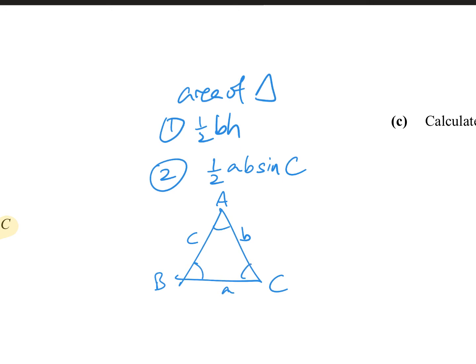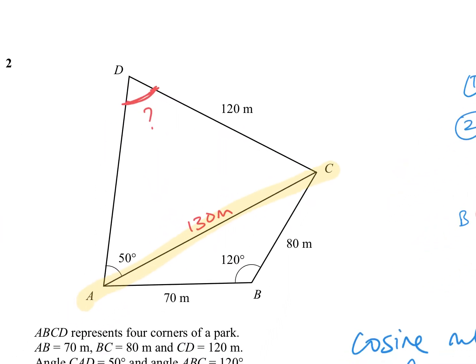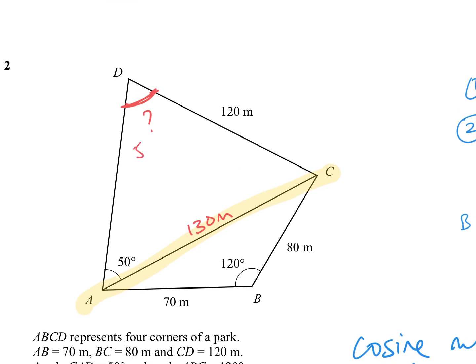So half times A, so pick one side, times B, the side right next to it, any side, times the sine of the angle in between, sine C. So half times one side times the other side times sine of the angle in between. It must be the angle in between. It cannot be this angle and it cannot be this angle because those are not in between A and B. Yep. So in this case, we can see over here, of course we calculated this part from previously.